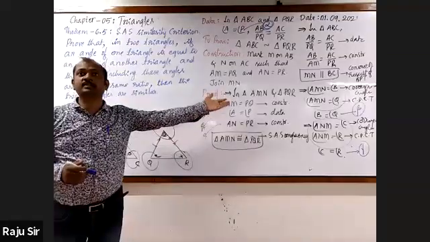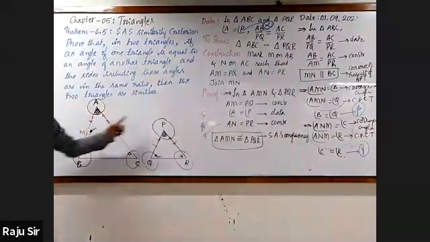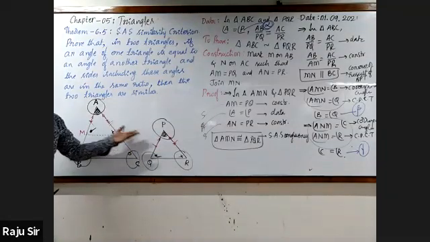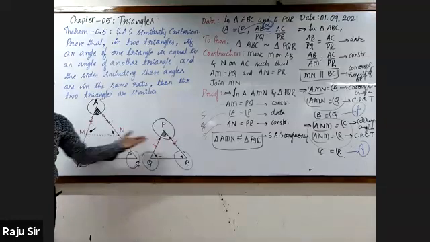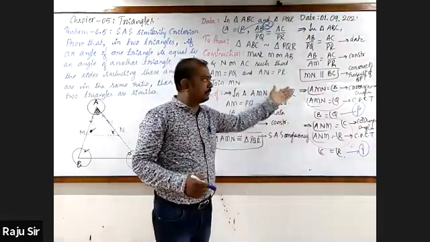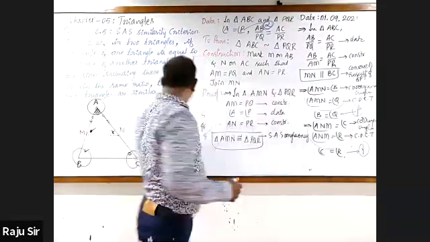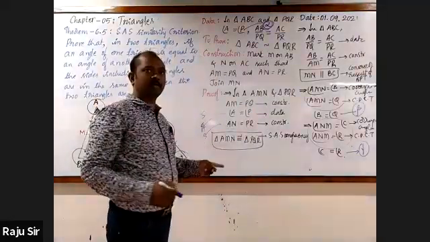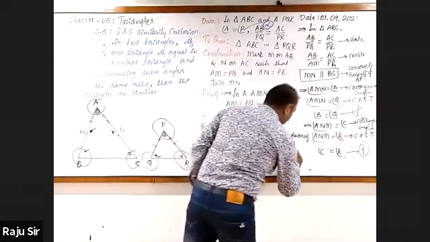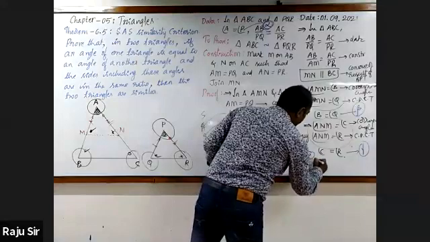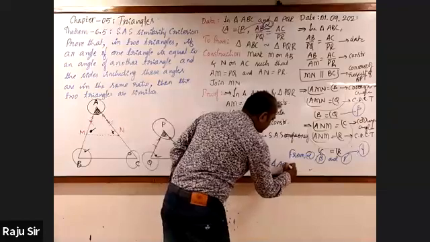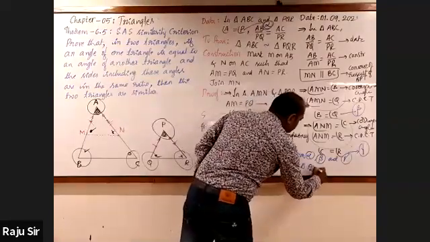Corresponding angles are equal. So we know that in two triangles, if the corresponding angles are equal, then the corresponding sides will be in the same ratio. Hence, the two triangles are similar. Therefore, we can write it directly: from alpha, beta and gamma, triangle ABC is similar to triangle PQR.